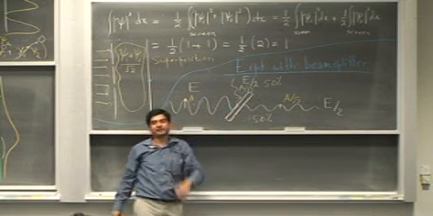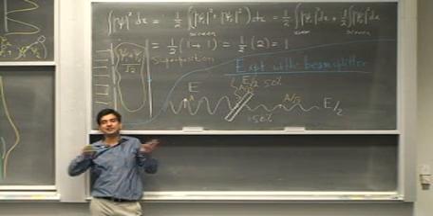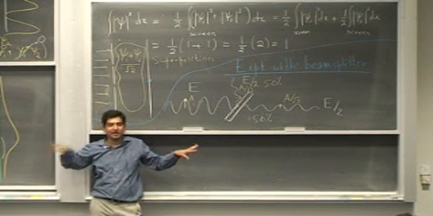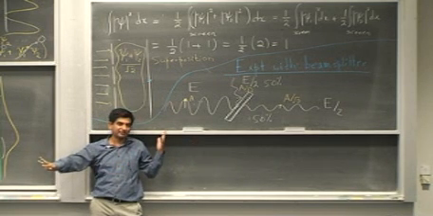So this is a beam splitter. This is what a beam splitter does. It splits the wave into two waves. Half the energy is transmitted and half of it is reflected.